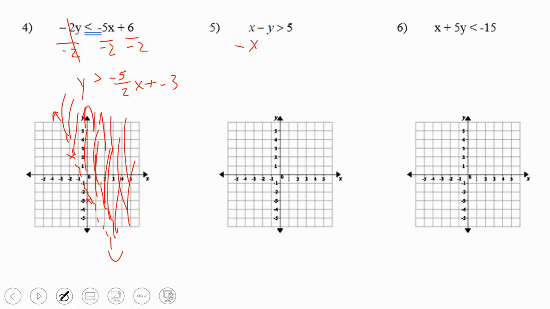I need to solve for y. There's a negative 1 there, so I'm going to divide everything by negative 1. So that means I change my inequality sign. So I'm going to write this 1 as 1 over 1, so I remember the slope there. So I make a point at negative 5, and I go slope of 1, so I'm going up 1 over 1, dashed.